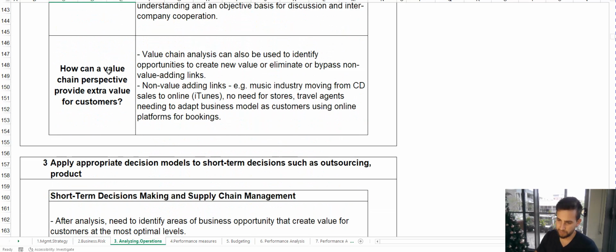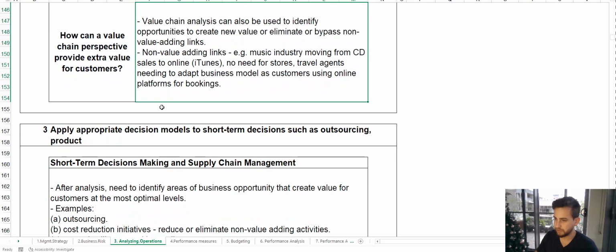How can a value chain perspective provide extra value for customers? So the value chain can be used to identify opportunities to create new value or eliminate or bypass non-value adding links. Non-value adding links, e.g. the music industry moving from CD sales to online, no need for stores, or travel agents needing to adapt their business model as customers use online platform bookings. So ultimately, if you're creating efficiencies for your business, you're making more money, right? And it also gives you the opportunity to invest back into the business to improve areas that need improving.